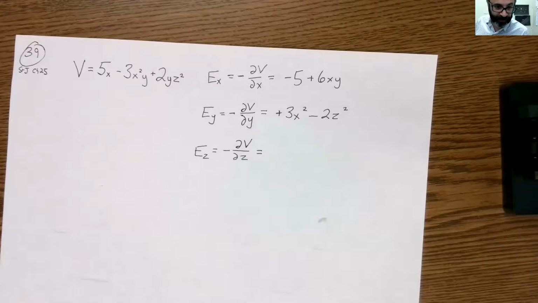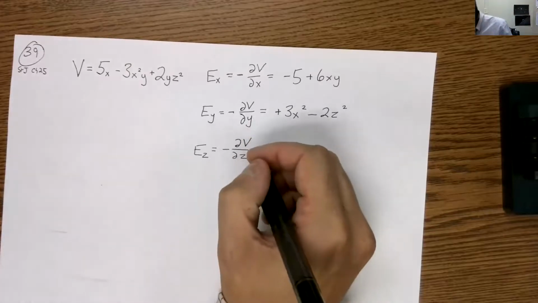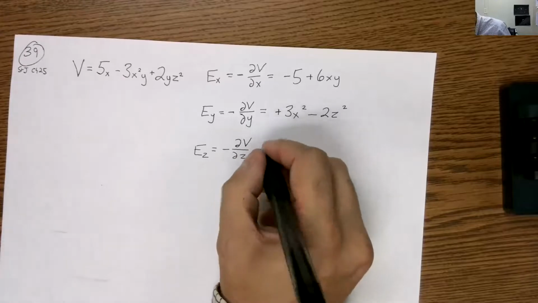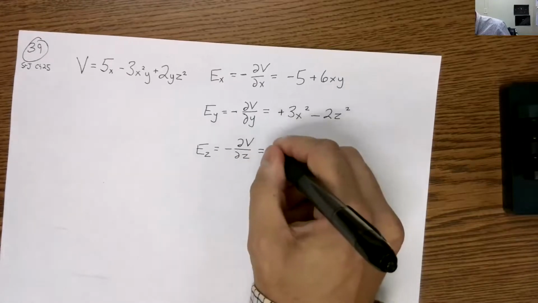So again, that first term, 5x, doesn't have a z in it, right? So that gives us 0. And the negative 3x squared y doesn't have a z in it, so that gives us 0. And then what do we get for the electric field from the last term? 4yz. Yeah, 4yz, right? Because the derivative of z squared is 2z, and we multiply that by our constants.